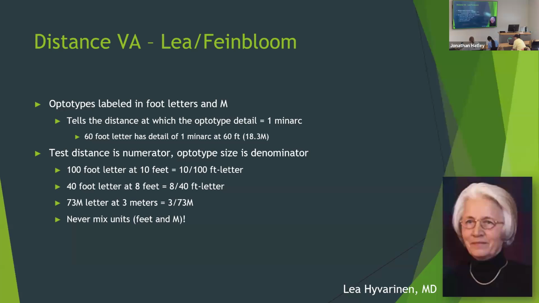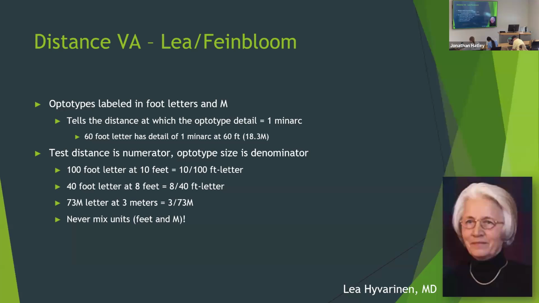So let's talk about some more portable charts. You all have a Leia numbers chart, is that correct? Yeah. Okay, excellent. So Leia numbers chart is sort of the standard anymore that we use here at the school. There also is another portable chart called the Feinbloom chart, which was sort of our standard for a long, long period of time. So with Leia or Feinbloom, they both have optotypes labeled in both foot letter and M acuity, but it's basically the same as we've already talked about.